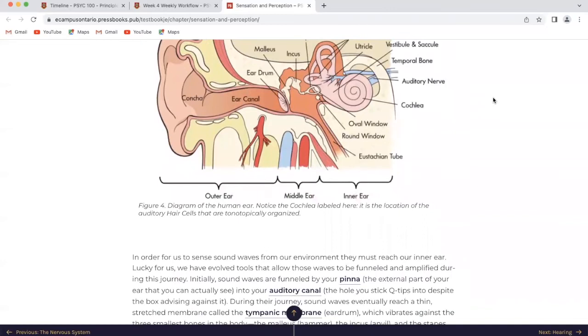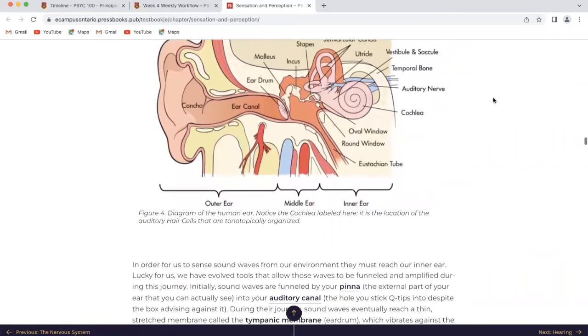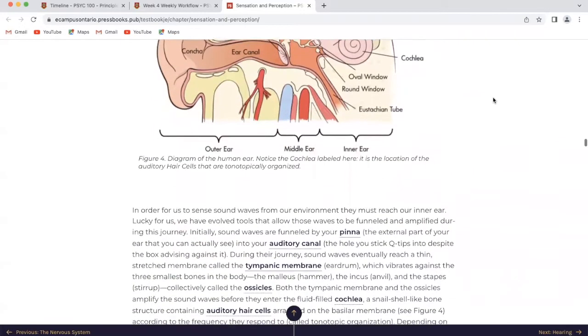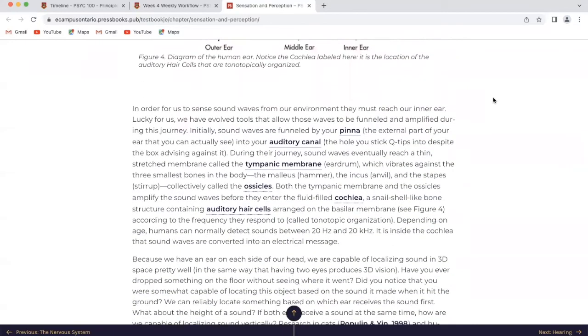In order for us to sense sound waves from our environment, they must reach our inner ear. Lucky for us, we have evolved tools that allow those waves to be funneled and amplified during this journey. Initially, sound waves are funneled by your pinna, the external part of your ear that you can actually see, into your auditory canal. During their journey, sound waves eventually reach a thin stretched membrane called the tympanic membrane, or the eardrum, which vibrates against the 3 smallest bones in the body. The malleus, hammer, the incus, anvil, and the stapes, stirrup, collectively called the ossicles.